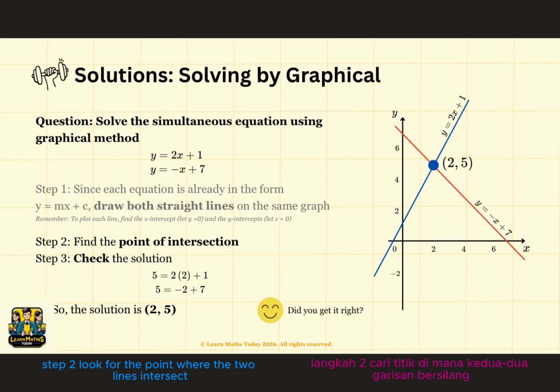Step 2. Look for the point where the two lines intersect. Step 3. Always check your solution by substituting the coordinates into both equations. If done correctly, the intersection point and the solution to the simultaneous equations is 2, 5. Did you get it right?